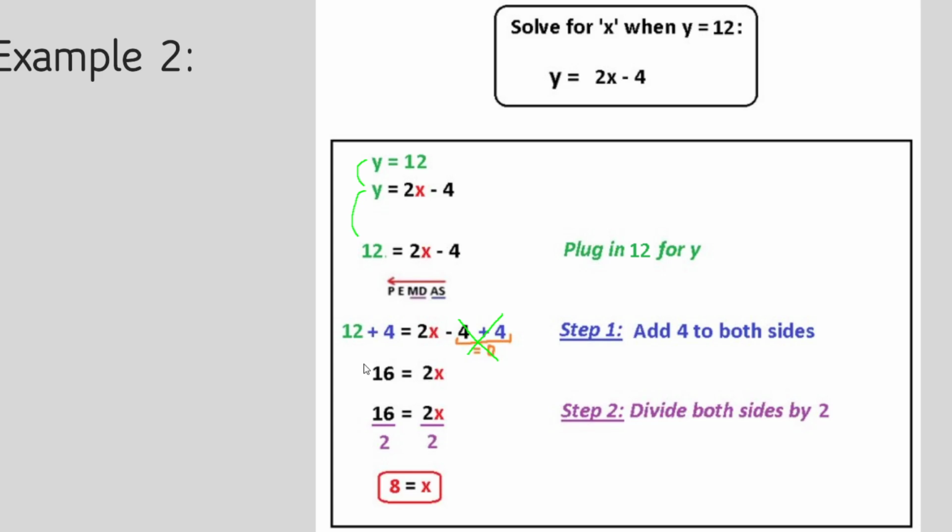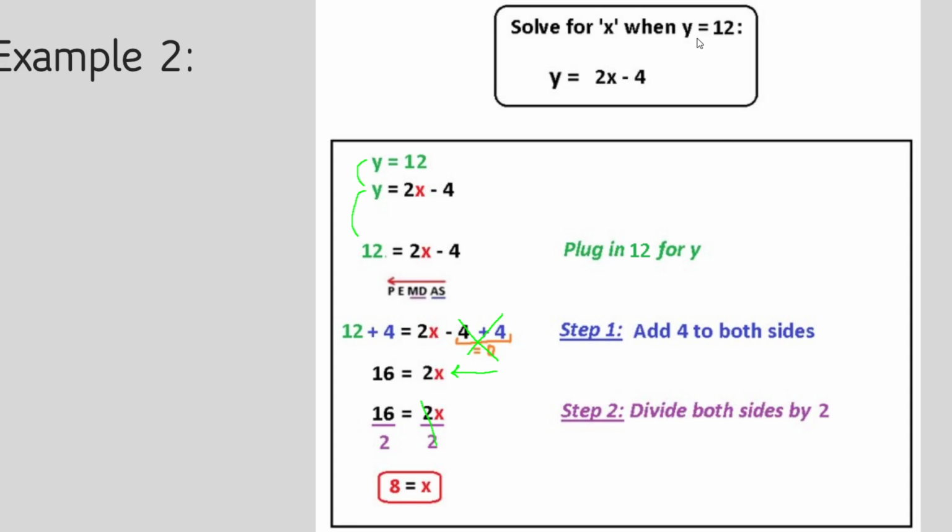And it leaves us with just 2x on the right. And then on the left, we have 12 plus 4, 16. So now we have 2x is equal to 16. And now it's just a one-step equation. We're multiplying 2 times x. So to get rid of that 2, we divide both sides by 2. Leaves you with just an x on the right. On the left side, you have 16 divided by 2, which is just 8.